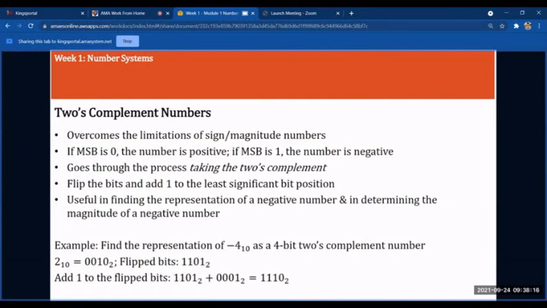Then we add 1 to the flipped bits, not to the original conversion. So 1011 base 2 plus 0001 base 2. Just add 1. That would be equal to 1100 base 2. So that is the 2's complement. Okay?